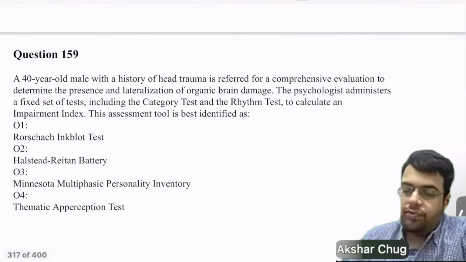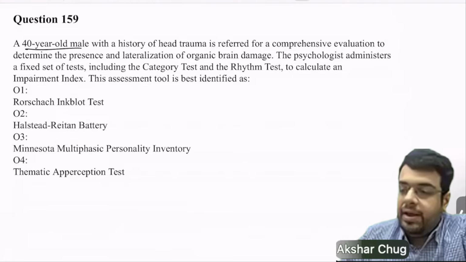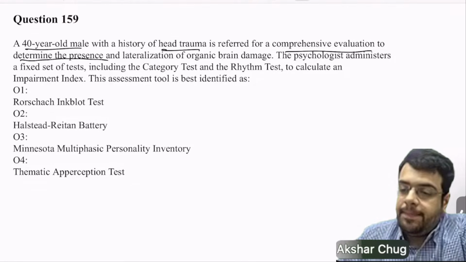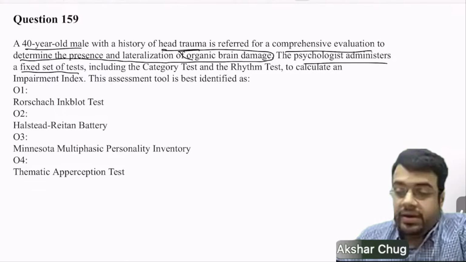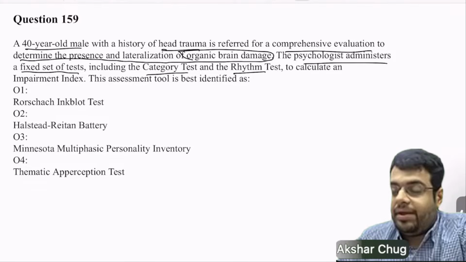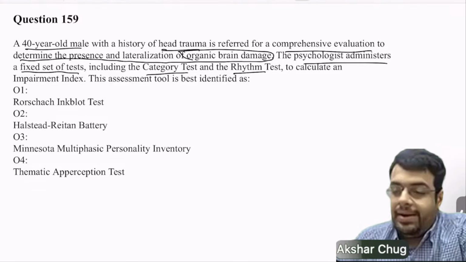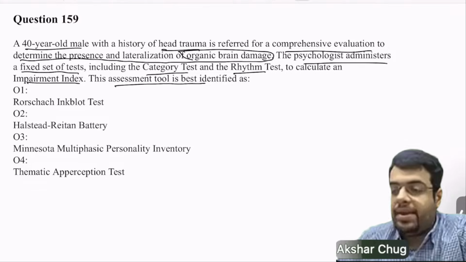Question 159. A 40-year-old male with a history of head trauma, comprehensive evaluation to determine the presence and lateralization of organic brain damage. Psychologists administered fixed test sets, including the category test and rhythm test, to calculate the impairment index. The assessment tool best identified is.